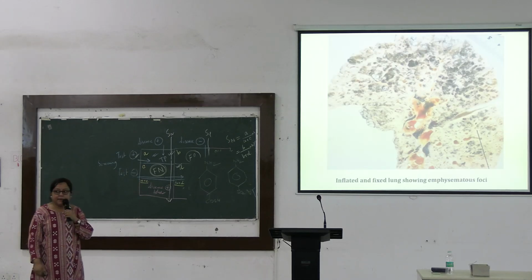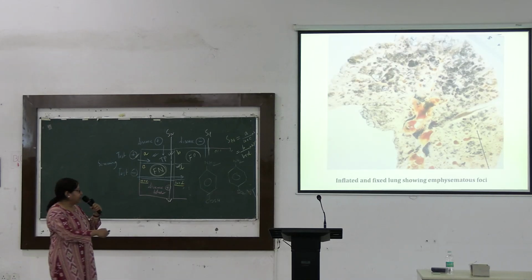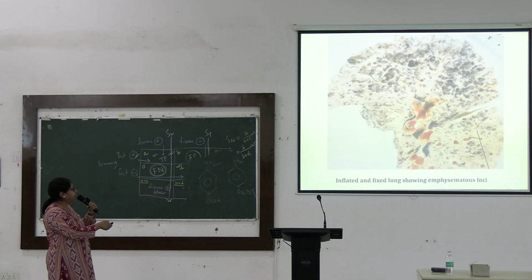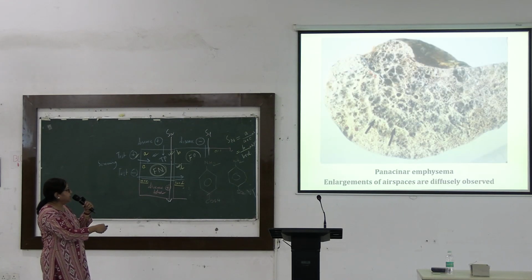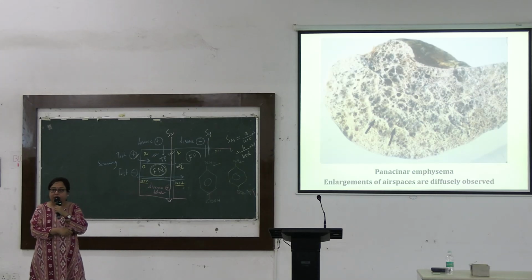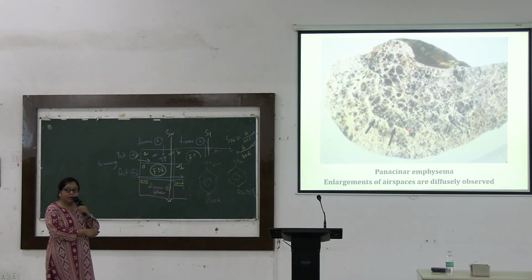Here is another image of emphysema where you can see the lung parenchyma is inflated and fixed. So these are the dilated changes in the lung parenchyma. This is an image of panacinar emphysema. See the air spaces, they are diffusely dilated all over the lung.